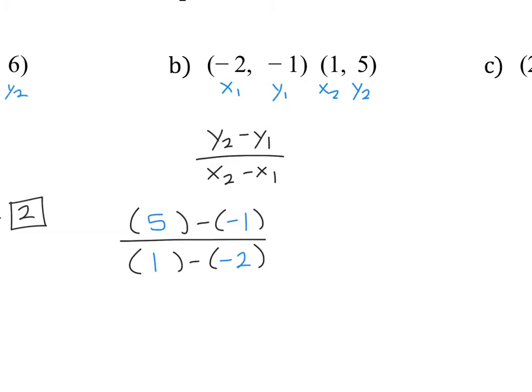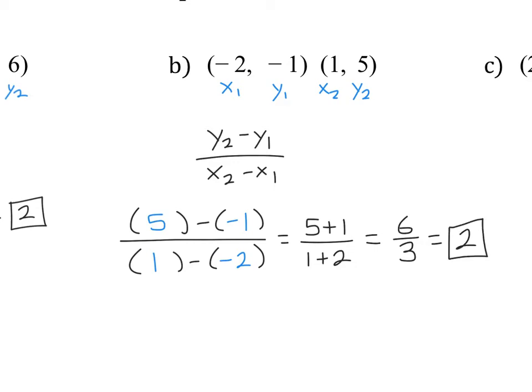So now we've substituted, now we have to simplify. So the first thing I'm going to take care of is these double negatives. Remember, whenever you have two negatives that are right next to each other, they actually become a plus sign. So this is actually 5 + 1 over 1 + 2. Now we can add in the numerator and the denominator, and then 6 divided by 3 is 2.